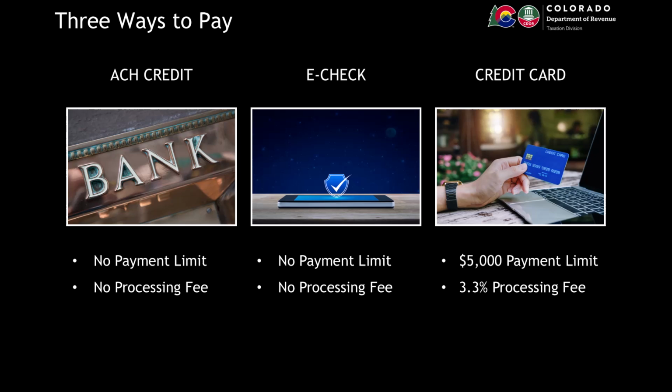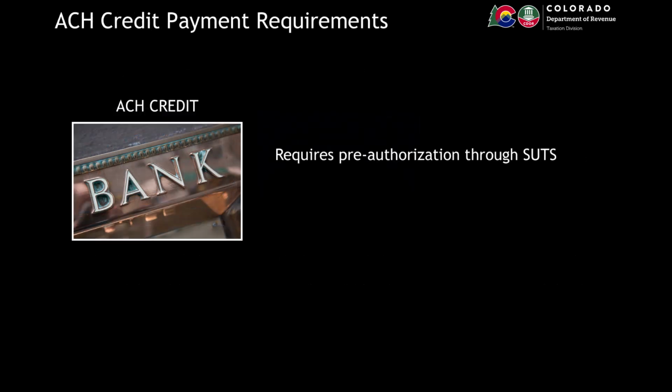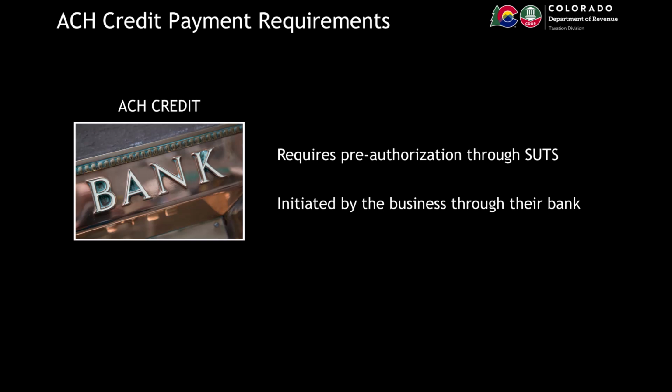For example, payment debit blocker IDs can be found in the Notes section and ACH credit instructions document if you have a debit block with your bank. A pre-authorization form is required to make ACH credit payments through SUTS. ACH credit payments must be initiated by the business through their bank.